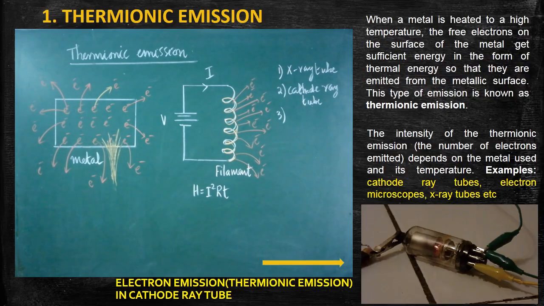And also in the case of electron microscopes. In the electron microscope, the electron is the key particle. The electrons are emitted from the filaments. In the electron microscope also, this phenomenon, thermionic emission, is used. Don't forget, these are the three appliances in which thermionic emission takes place. With the help of thermionic emission, electrons are liberated, electron emission takes place.